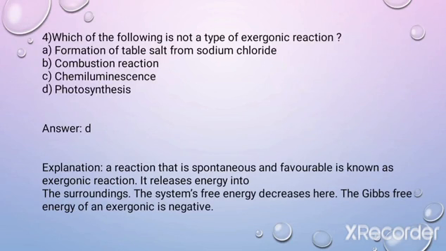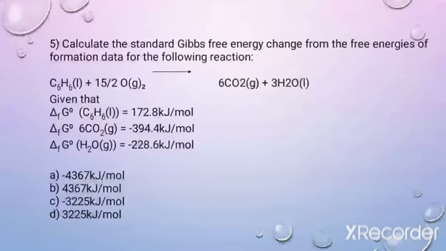A reaction that is spontaneous and favorable is known as an exergonic reaction. It releases energy into the surroundings. The system's free energy decreases here. The Gibbs free energy of an exergonic reaction is negative.